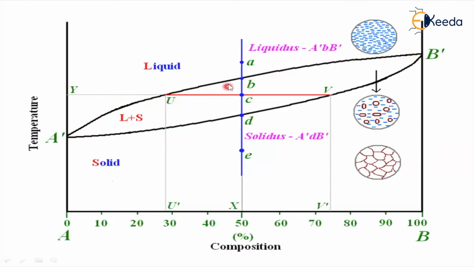And in between these two curves, whatever region you have observed, this is the liquid plus solid region. That means some hot metal still exists and is going to be converted into solid. So solidification is happening.